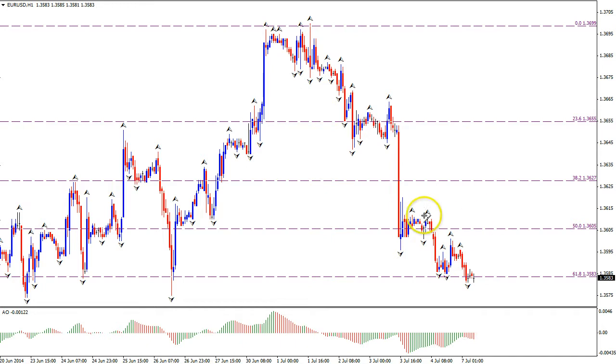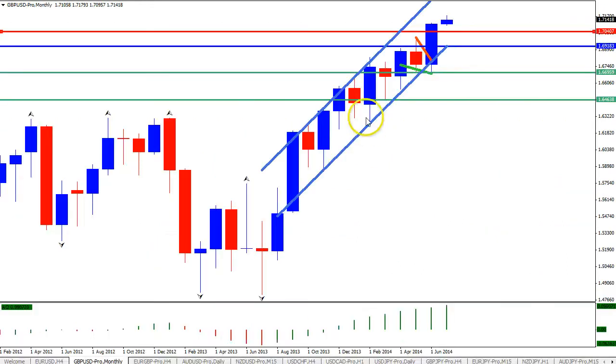So one way to keep an eye on that is, for instance, looking at this potential falling wedge. In fact, the break of that falling wedge could be the first signal that we are headed back up, and this downside correction could be over. Let's move over to the pound dollar.